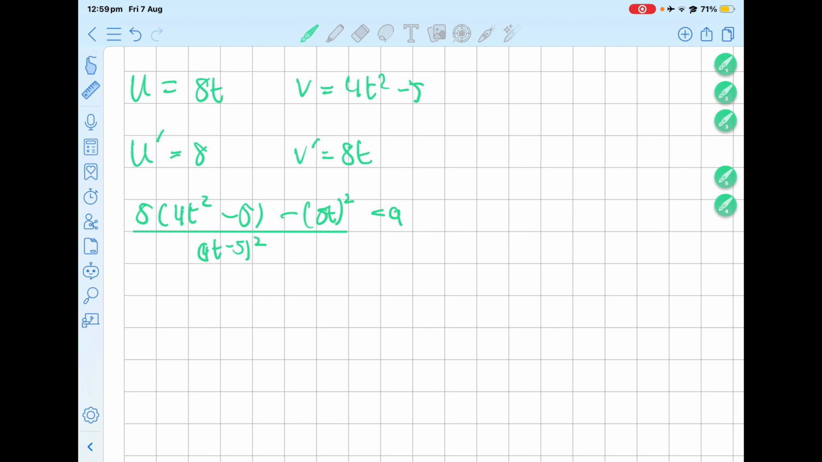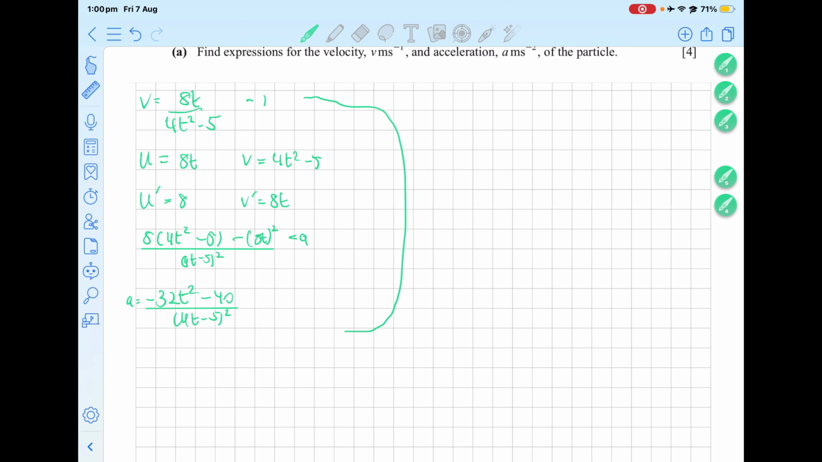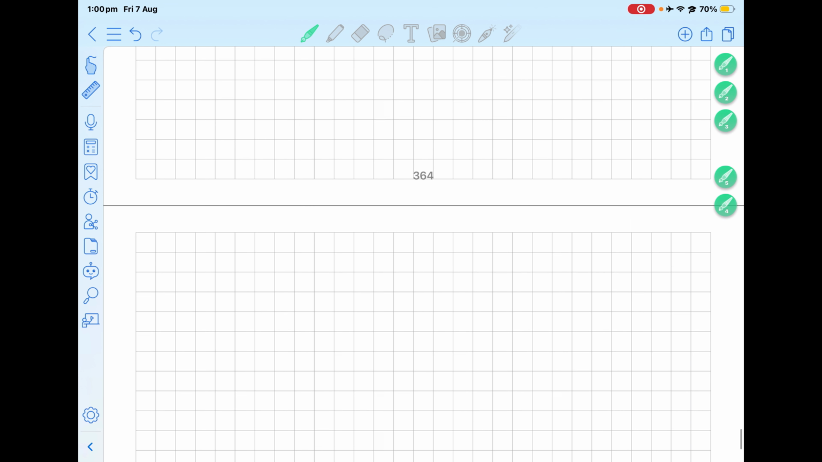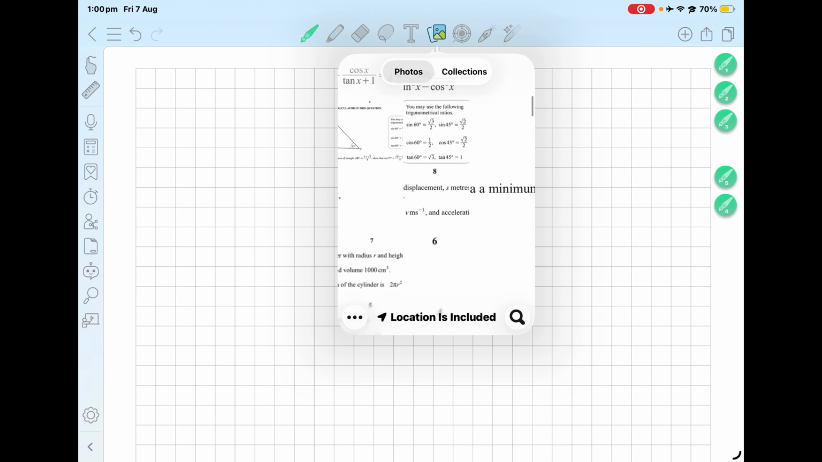So we have 32t squared minus 40 minus 32t squared, over 4t squared minus 5, whole squared, and this is a. These are the answers. And then moving on to part B.